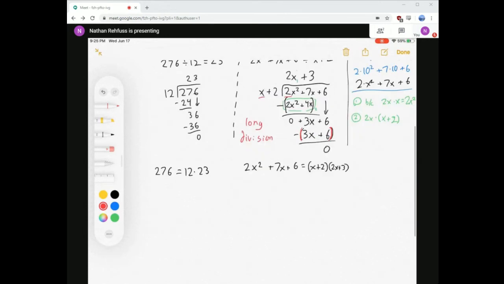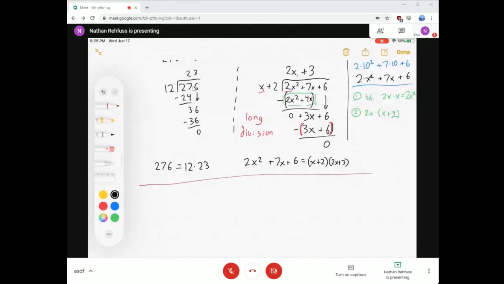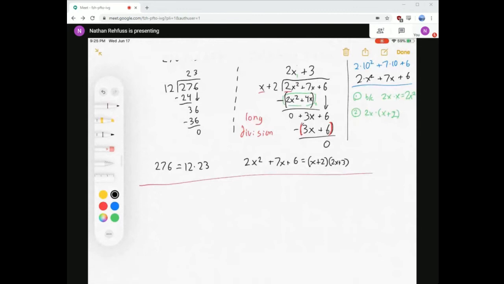Let's do another example, shall we? Now, in base 10, in decimal notation, I'm stuck. These are all numbers between 0 and 9. But in polynomials, I don't have any such restriction. So let's say I had 4x squared minus 3x plus 11, and I wanted to divide that by, I don't know, x minus 2.